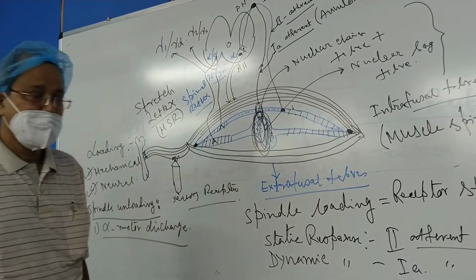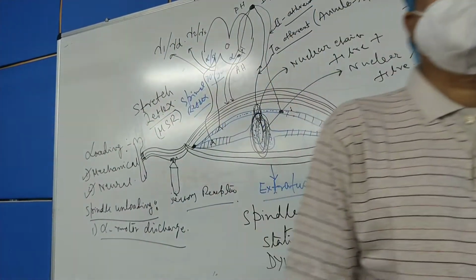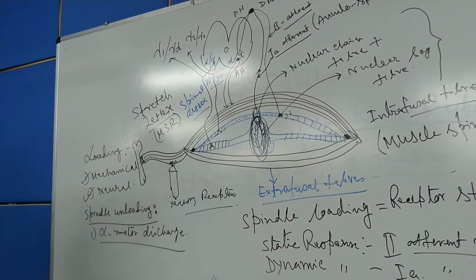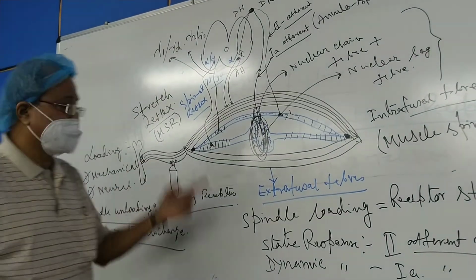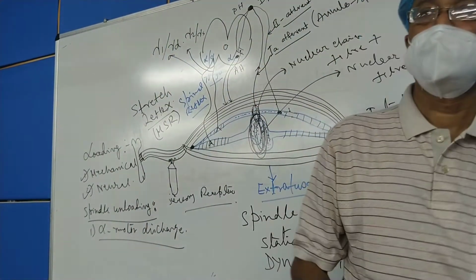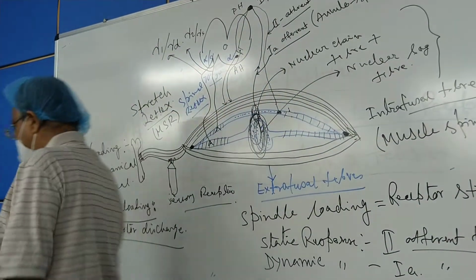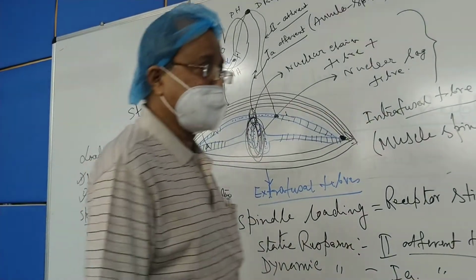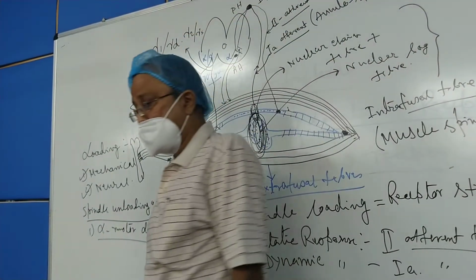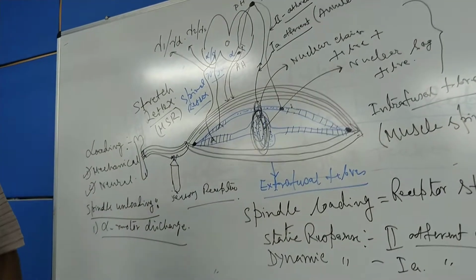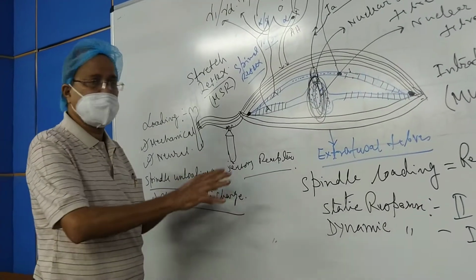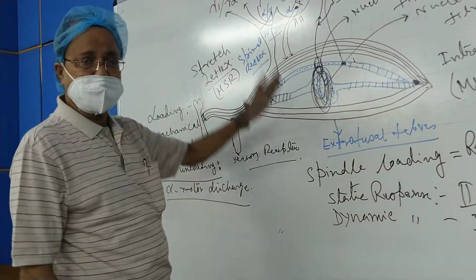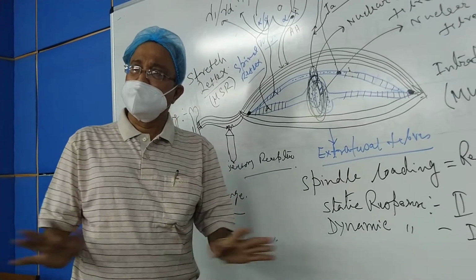Here you have seen it's the gamma dynamic supplying the nuclear bag fiber, and gamma static supplies the nuclear chain fiber. So whenever neural stimulation of the muscle spindle is considered, the gamma 1 fiber or gamma dynamic fiber is responsible for the dynamic stimulation of the muscle spindle, and gamma 2 or gamma static fiber is responsible for the static neural stimulation of the muscle spindle. This is the difference between the static response or dynamic response, both as the sensory supply is concerned as well as the motor supply is concerned. Is this clear to you?